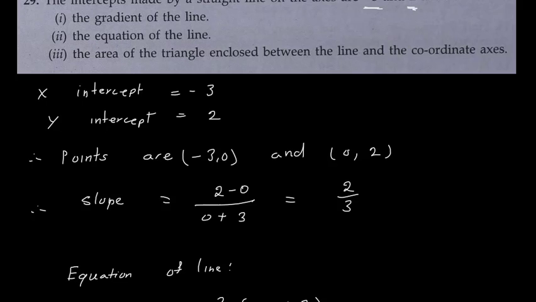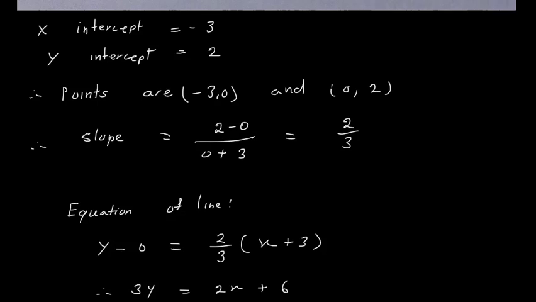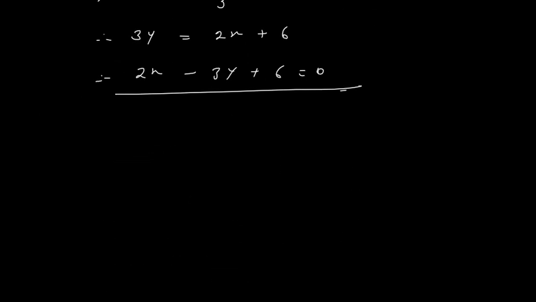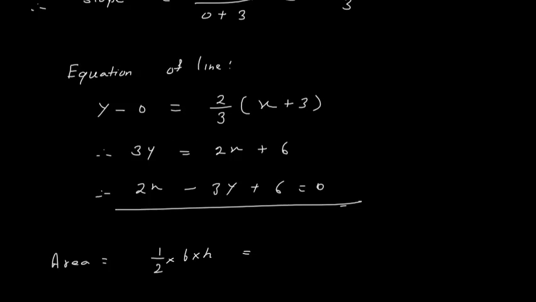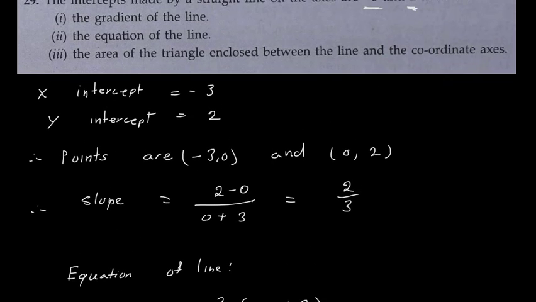And the third question is the area enclosed between the line and the coordinate axis. The formula for area is half into base into height. Now if you draw the diagram for the given condition, you will find that x intercept is minus 3, that means one point is here, y intercept is 2, that means one point is here, and this is making a triangle with the coordinate axis. So base is 3 and height is 2.